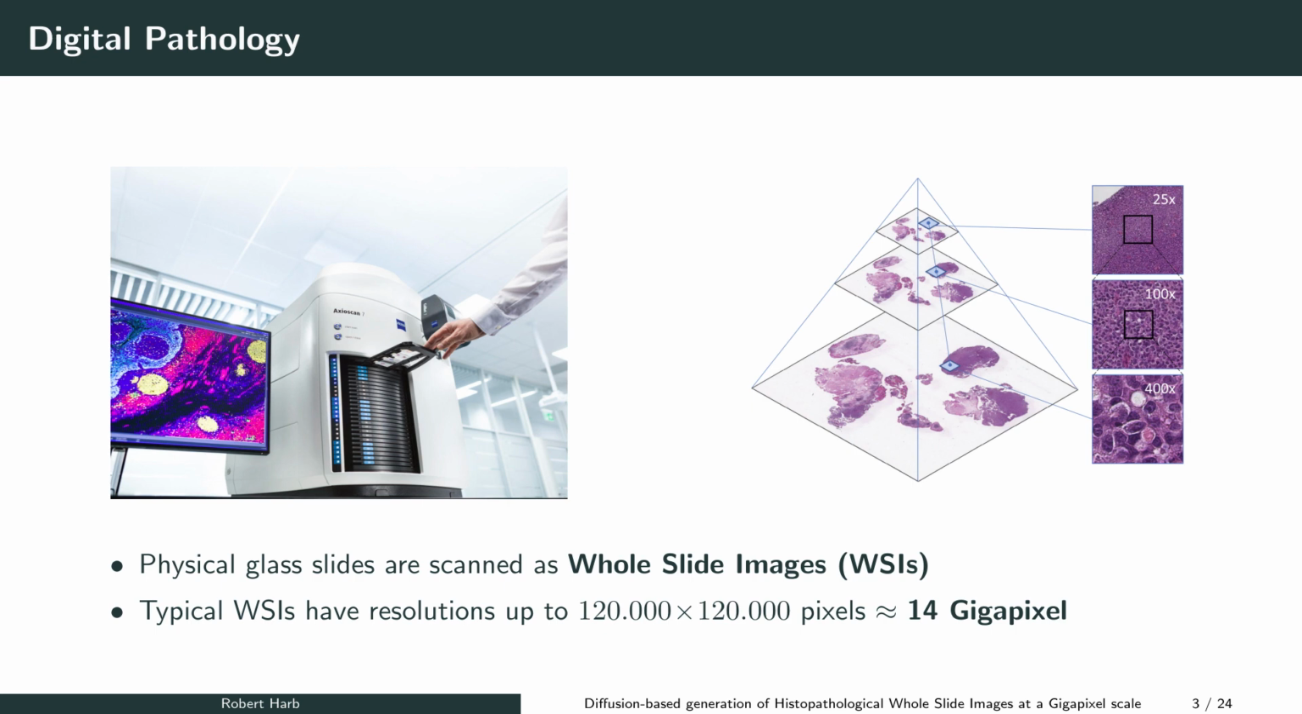Whole slide images are high-resolution digital scans of pathology slides containing, for example, human tissue or body fluids. These images are crucial in modern digital pathology and are used by medical experts for diagnostics, but also as input for algorithms in computational pathology. A special property of WSIs is their particularly high resolution, reaching up to multiple gigapixels. This is also related to the major challenge of our work. How can we sample extremely high resolution images using a diffusion-based approach?